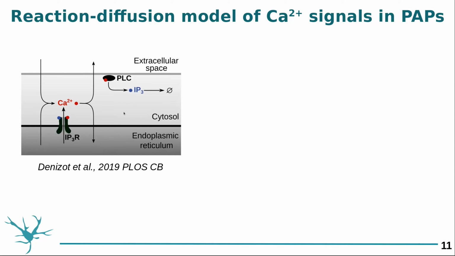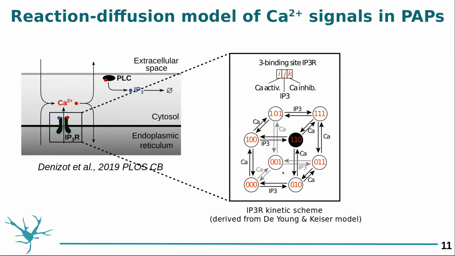And I won't go into many details. I just wanted to highlight the fact that this model is spatialized and that it takes into account the randomness of reactions in such small volumes. So it means that stochasticity is taken into account. And you can see here the Markov model describing the different states in which IP3 receptors can be. And basically this state here is the only state in which the receptor is open, which is when both calcium and IP3 are bound to activating sites, which leads to the flux of calcium from the endoplasmic reticulum into the cytosol, leading to a calcium signal.